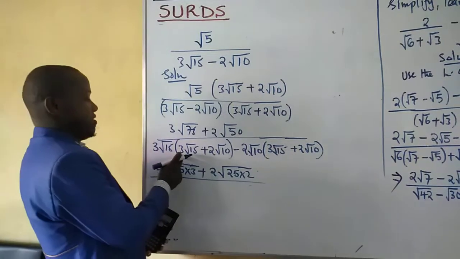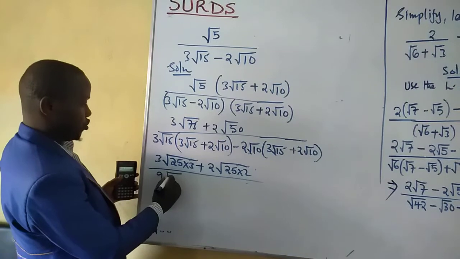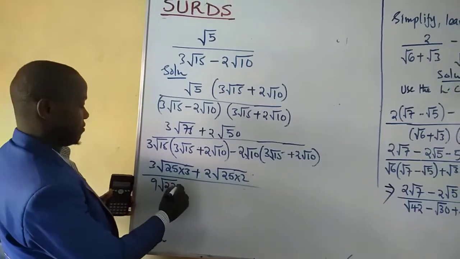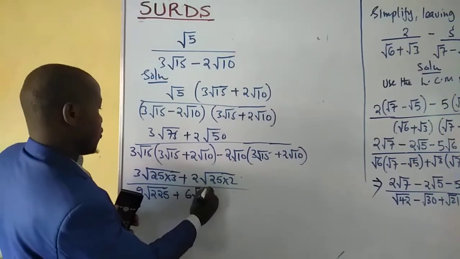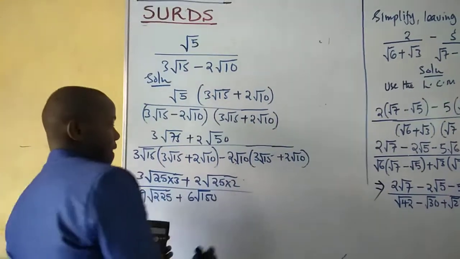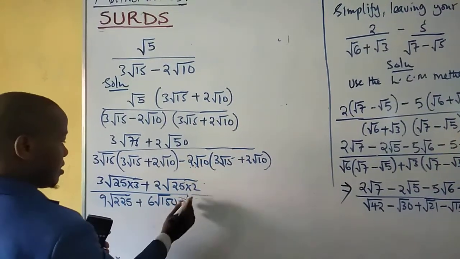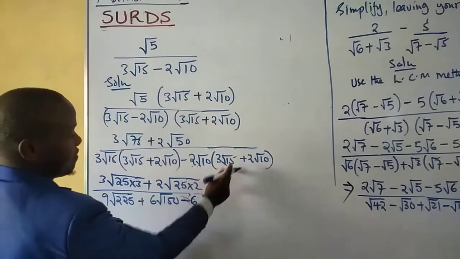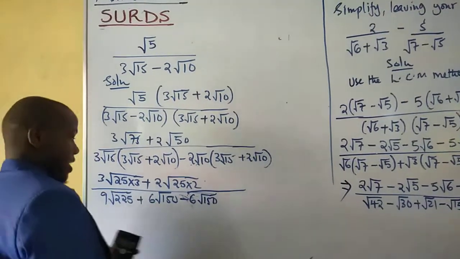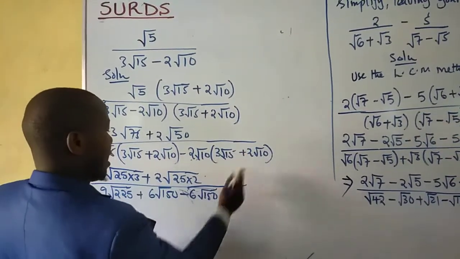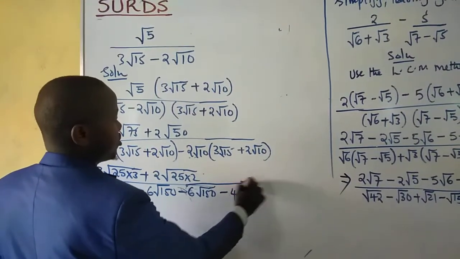Then all this we divide by 3 root 15 by 3 root 15. We will get 9 into root 15 by 15, which is 225, plus 6 root 150, minus 6 root 150, no, this is a 6, then 10 by 15, 150, like that. Then now 2 by 2 it becomes negative 4, then 10 by 10 becomes root 100.